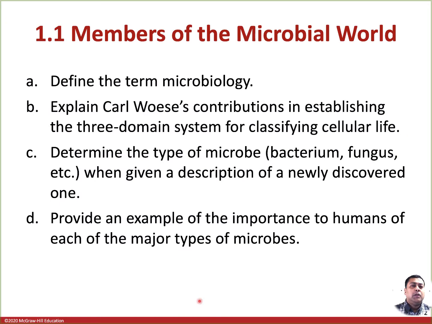So the learning outcomes of the first chapter, in section 1.1, are the members of the microbial world. We are going to define the term microbiology and explain Carl Woese's contribution in establishing the 3-domain system for classifying cellular life. We're going to determine the type of microbe, whether it's a bacterium or a fungus, given a description of a newly discovered microorganism. We will be able to place it in the particular group where it belongs, and we are going to provide some examples of how they actually do benefit us.